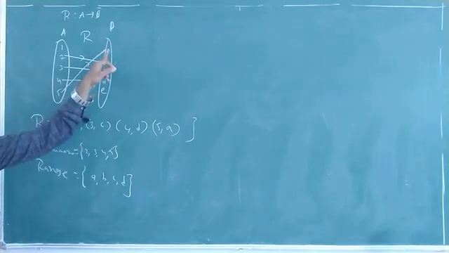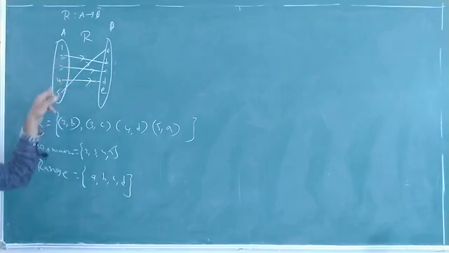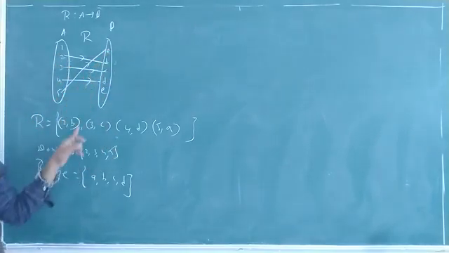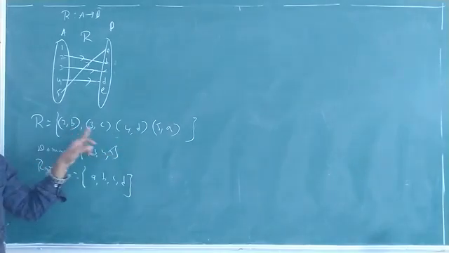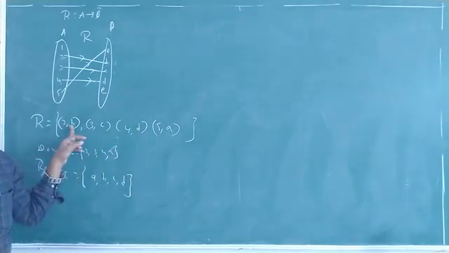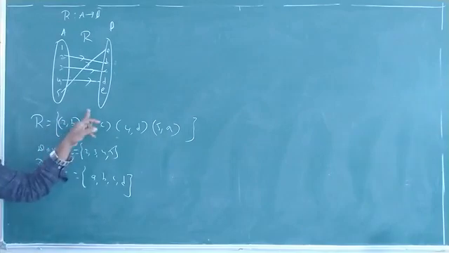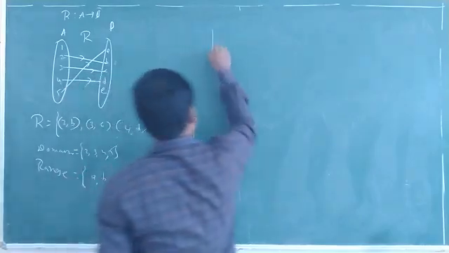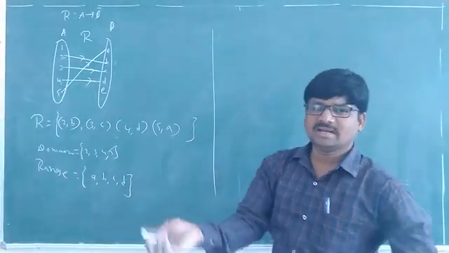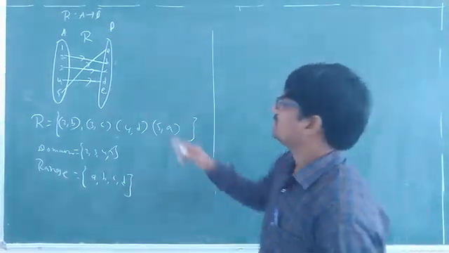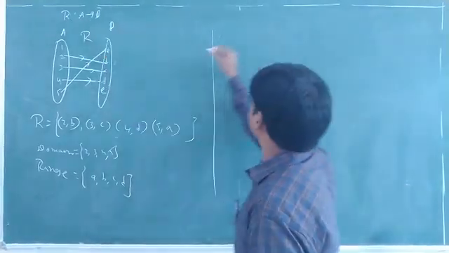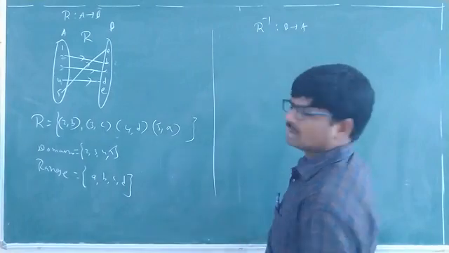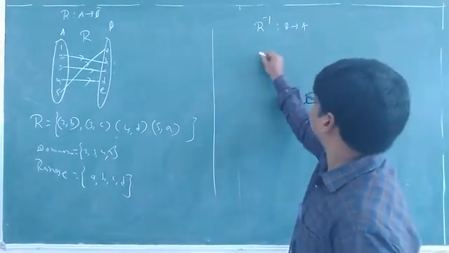What is the domain there? Sorry, the domain is 2, 3, 4, 5, the collection of first elements. Range is the collection of second elements: B, C, D, A. That means A, B, C, D. What is the codomain? Set B is the codomain. Now from this relation only, I am defining the inverse relation. R is a relation from A to B, so R inverse is from B to A.